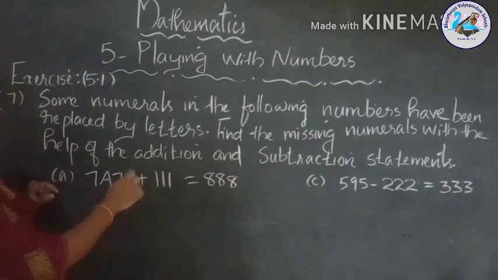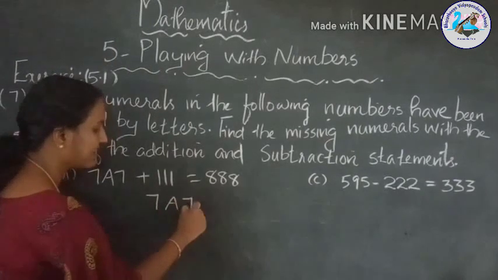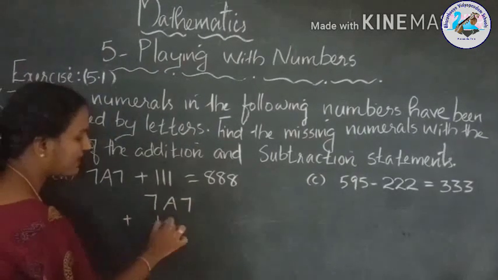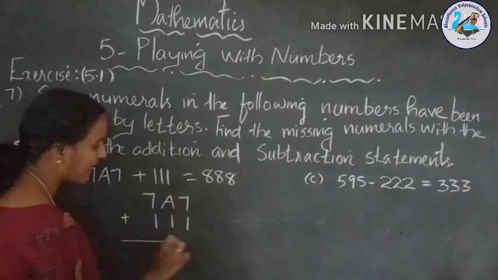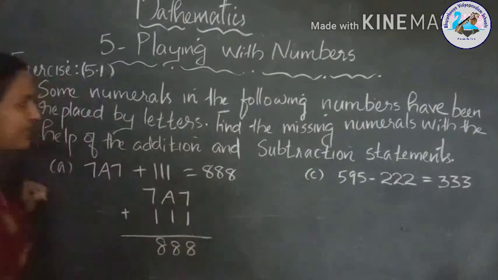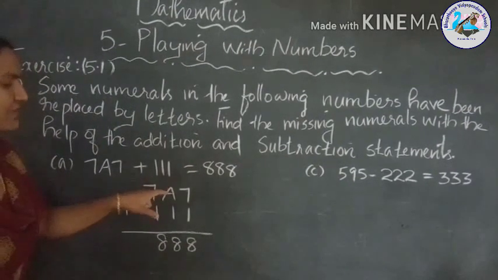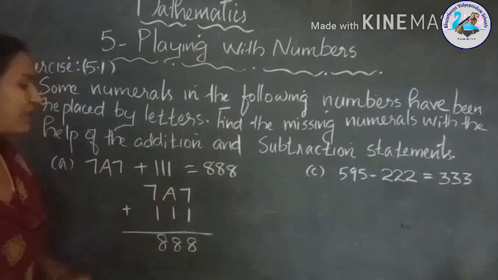Here the operation is addition. So we have to add 787 plus 111. The answer is 888. We have to find out the value of the missing letter A.